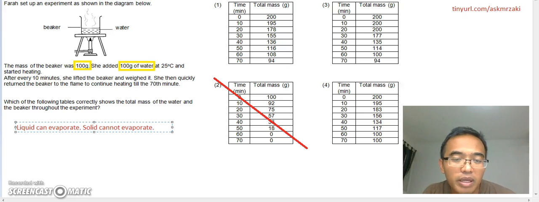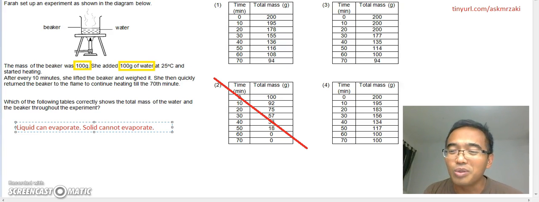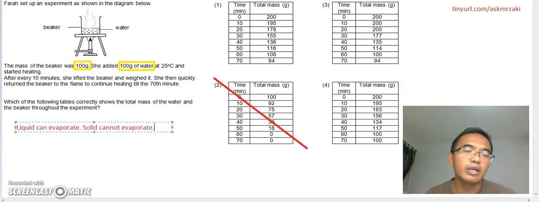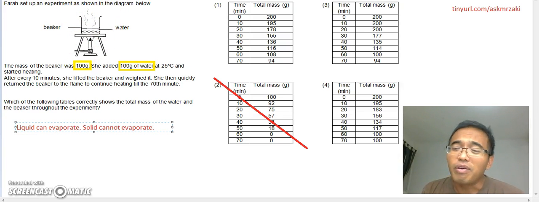Because that's what you learn in PSLE. You go to secondary school, you will learn something else, a little bit more concepts, right? But in primary school, just remember that the liquid can evaporate, but the solid can't. So the water can evaporate, but the beaker here made of solid glass cannot evaporate.